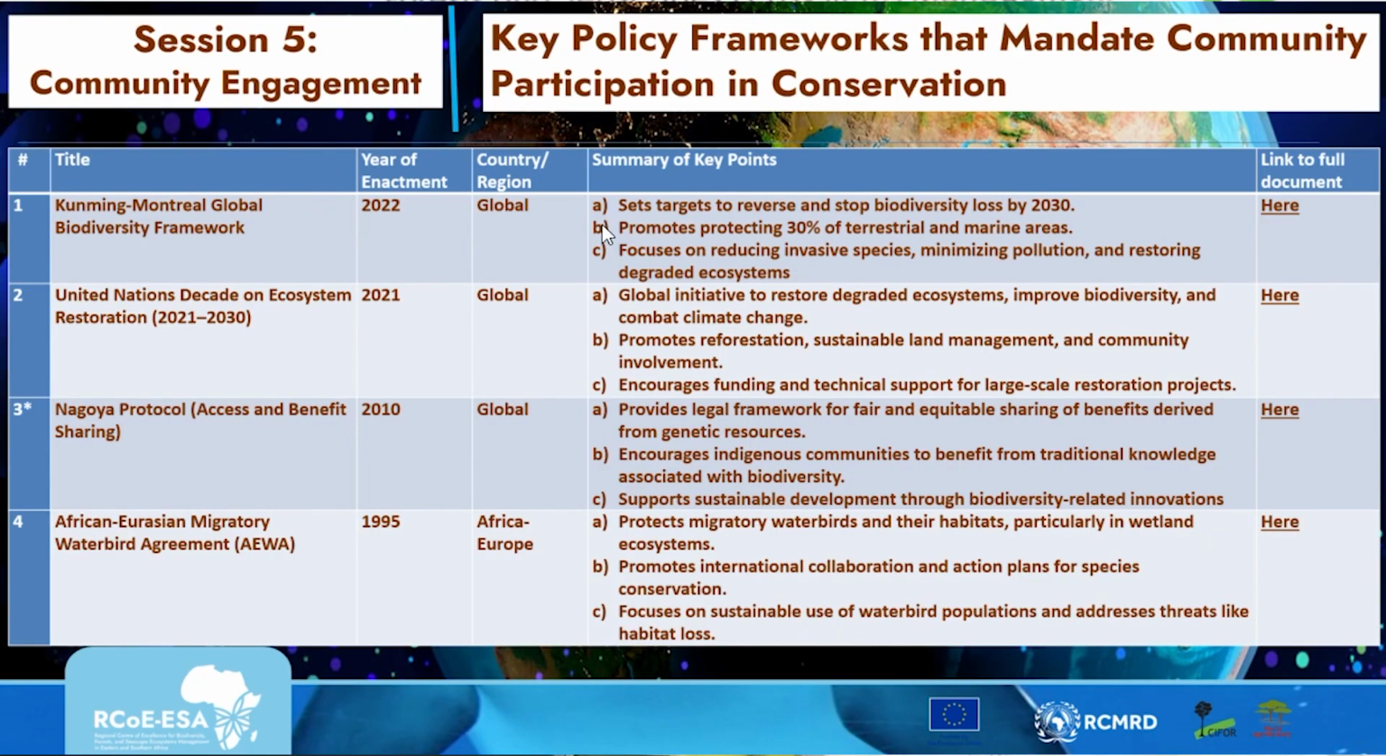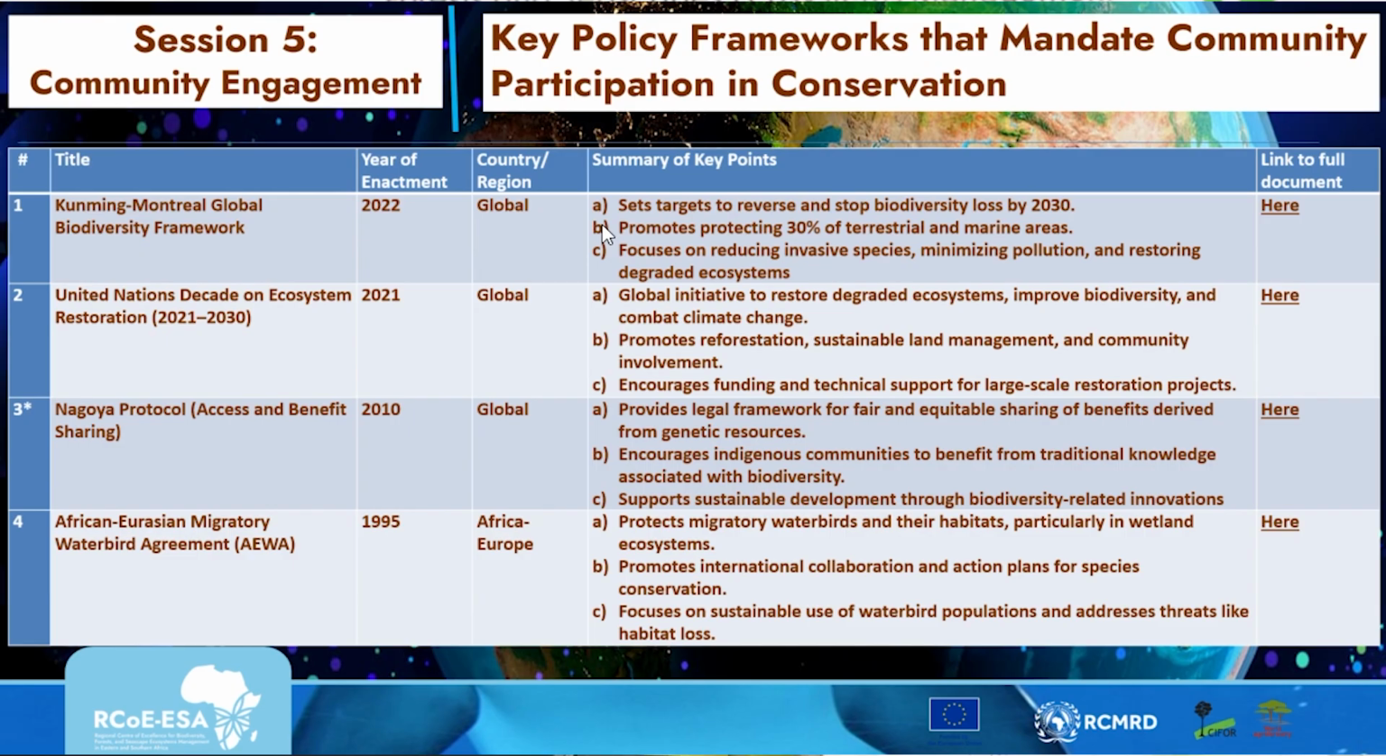So some of the key policy frameworks that mandate community participation in conservation. For the purpose of this training, we will look at a few global ones. There is one that has been mentioned many times. We have the Kunming framework. This is the one that has the 23 targets from the CBD, and these targets, all 23 of them, mention that you have to include the indigenous people and the local community in ensuring that you come up with all of them.